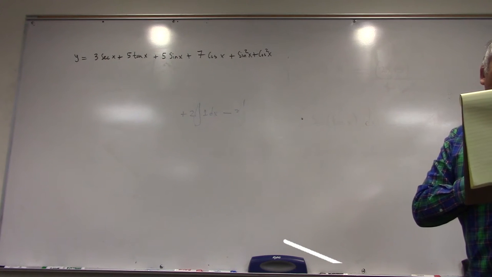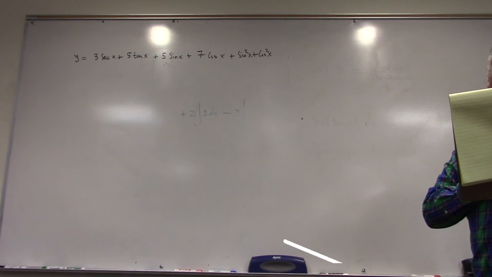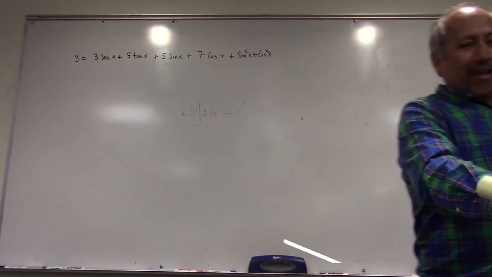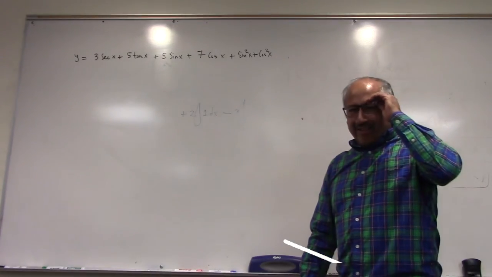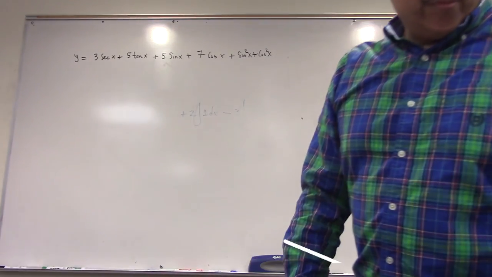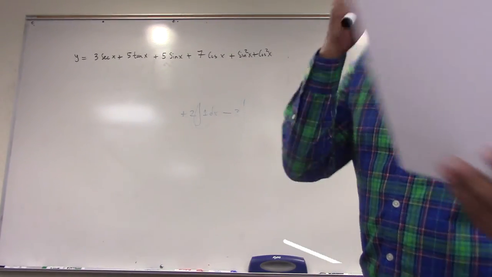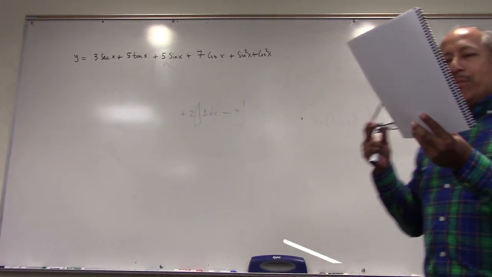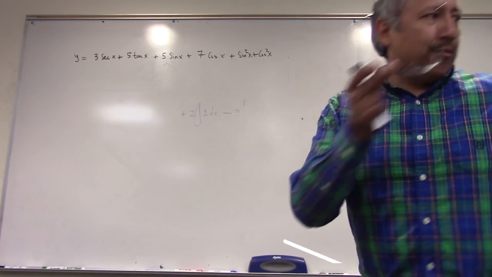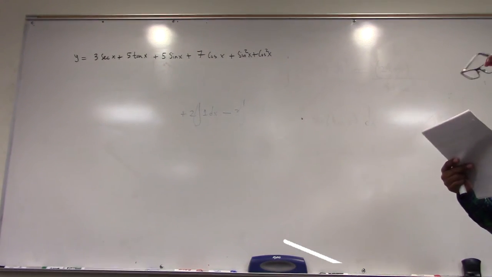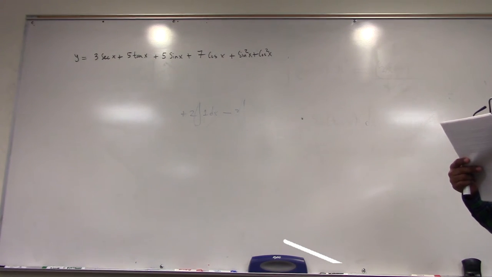You got the 5 points, but you made a mistake. Can I give you a hint? What about that? The secant? No. What's the derivative of the secant? Do the derivative of the secant. It's tangent of x times secant of x.